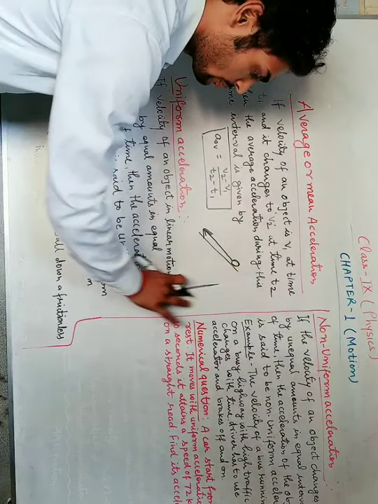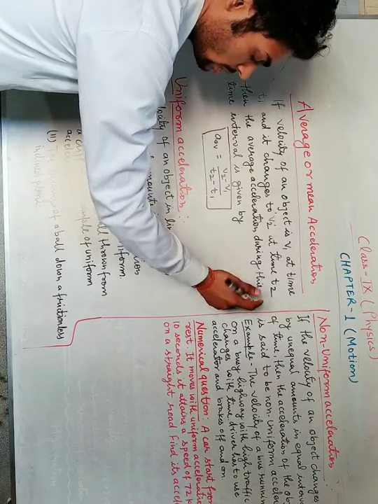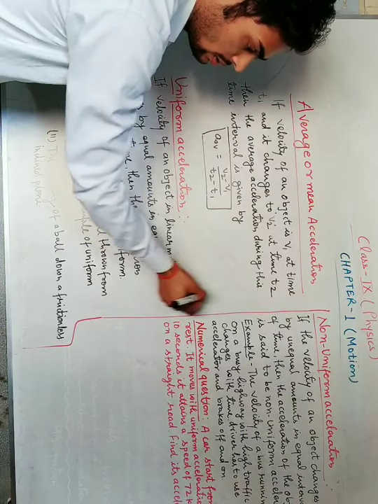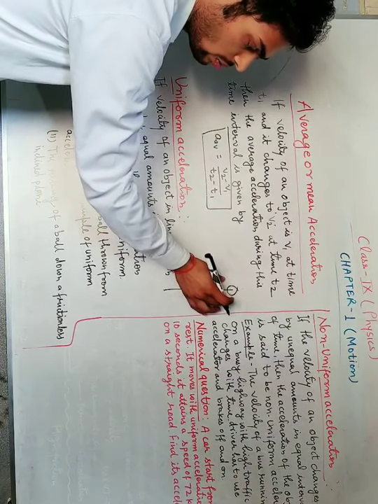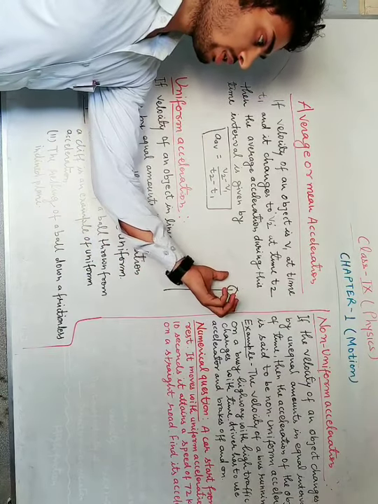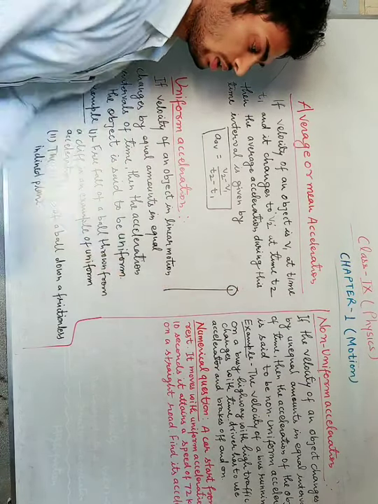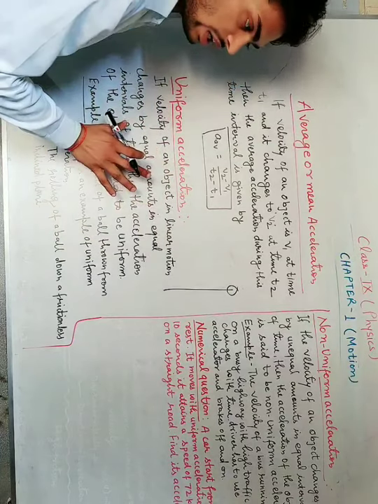If any object is moving under the influence of gravity in the downward direction, then it has uniform acceleration. Suppose we have a ball falling down under the influence of gravity, then it has uniform acceleration.